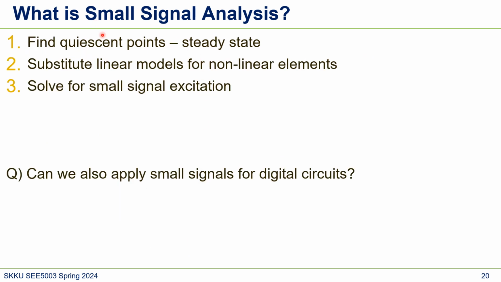Here's a rule. How can we model the actual circuit as a linear circuit? First, find quiescent points. It means find the steady state point. We will talk about it later. Most analog circuits have a fixed operating point, like, for example, in an amplifier. I'm not saying every circuit.